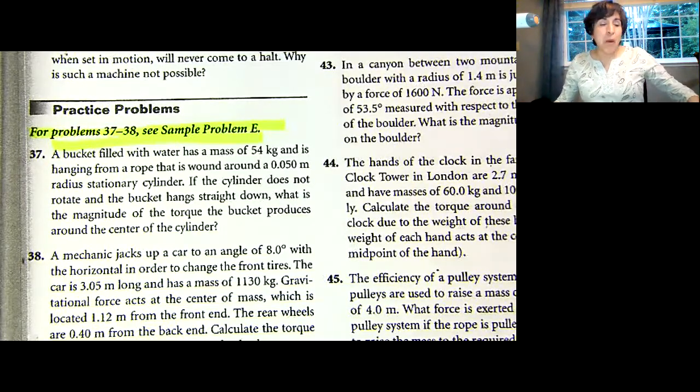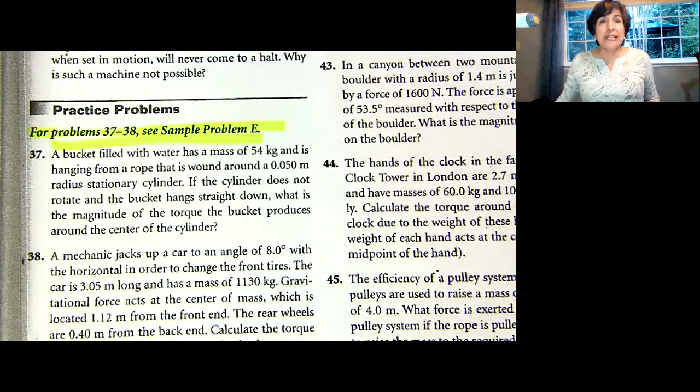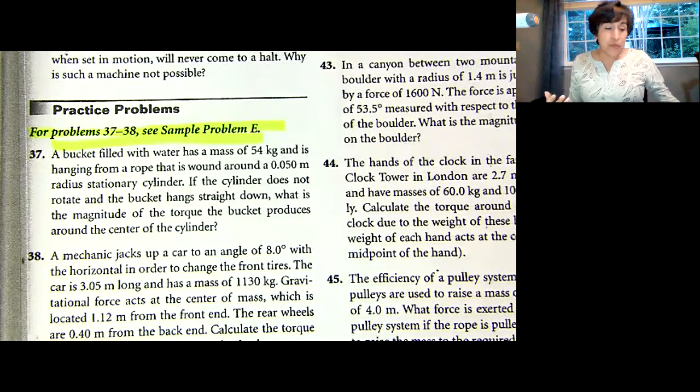In this short video, I'm going to do problems number 37 and 38 on page 265 in your textbook to help you prepare for practice E homework. Before you do this, I really hope you'll watch those videos that I recommend so that you understand the basics of torque, because that would really make a difference for you to understand how to apply the equation.